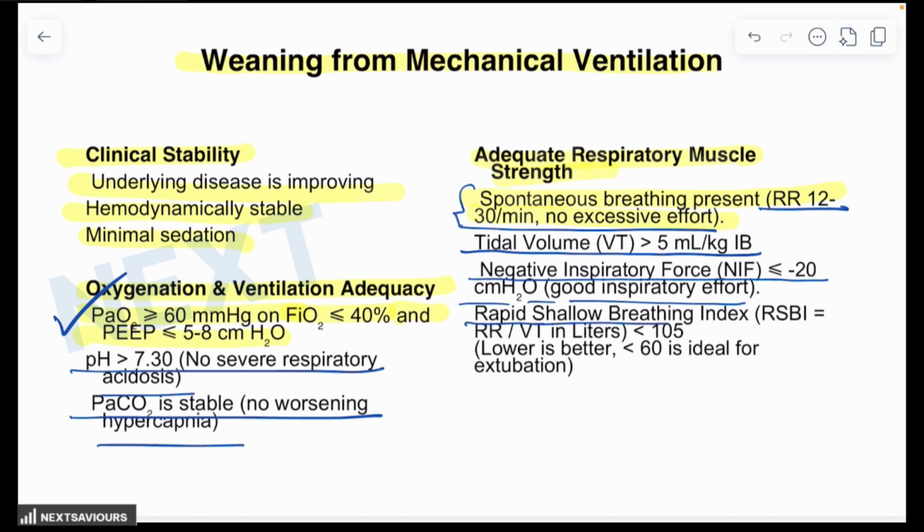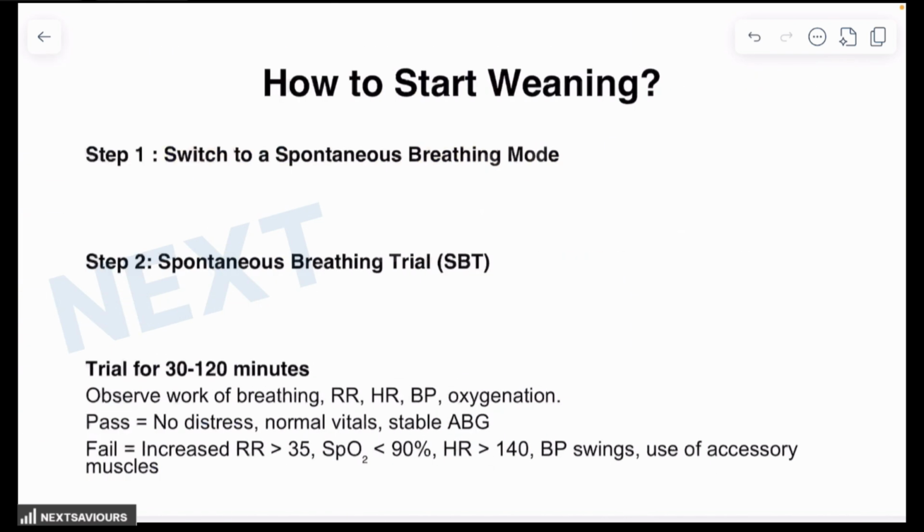Rapid shallow breathing index, which is calculated as the respiratory rate divided by the tidal volume in liters. If it is less than 105, the lower the RSBI, the better it is for extubation. So less than 60 is ideal for extubation. So these are the protocols, that means when to start weaning. Second is how to start weaning. That means what is the step-by-step approach to wean the patient from the different modes the patient is on.